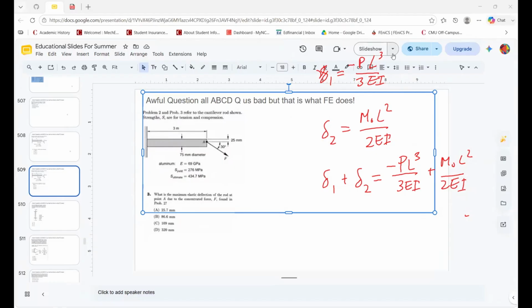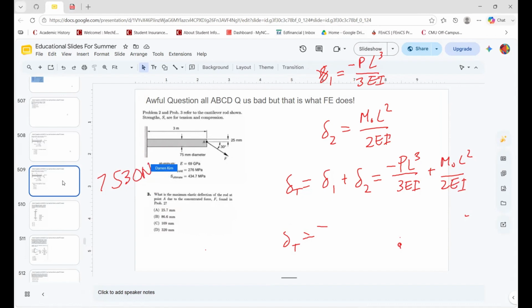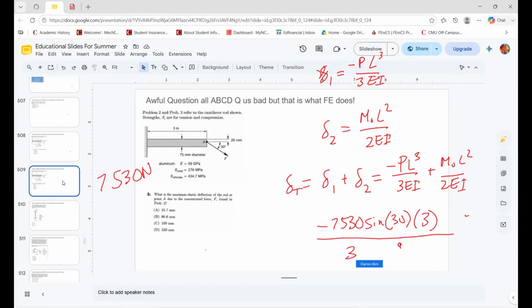So with that said, we have a deflection we can get, and finally we can get delta total. So delta equals negative... what was the force again over here? It was D I chose, so 7,530 newtons. So we can imagine this P being 7,530. It's going to be sine of 30. I'm going to do it one at a time like I usually do. I realize doing it separately is always better. Doing it all in one way is actually pretty bad. 3 multiplied by E, which is 69 times 10 to the 9.